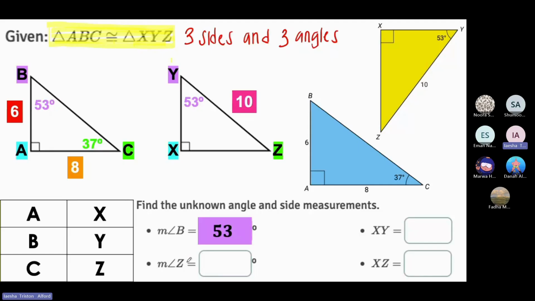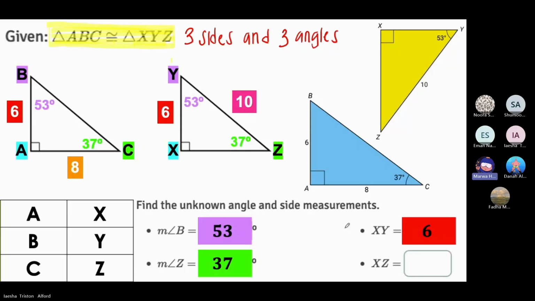If we want to know the measure of angle Z, what number should be in that place? 37, because angle C is congruent to angle Z. If we want to know the number between X and Y, what number should be there? 6. Then, if we want to know the number between X and Z, should be what?